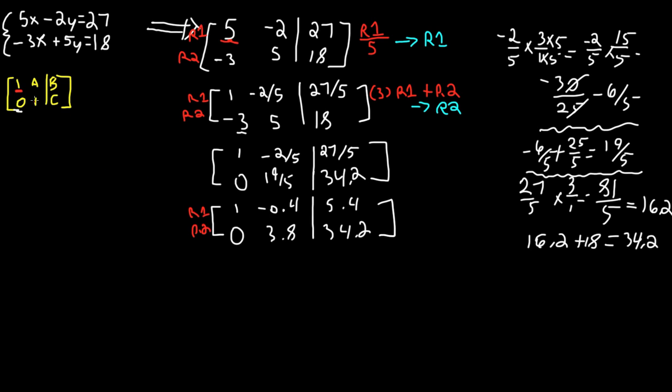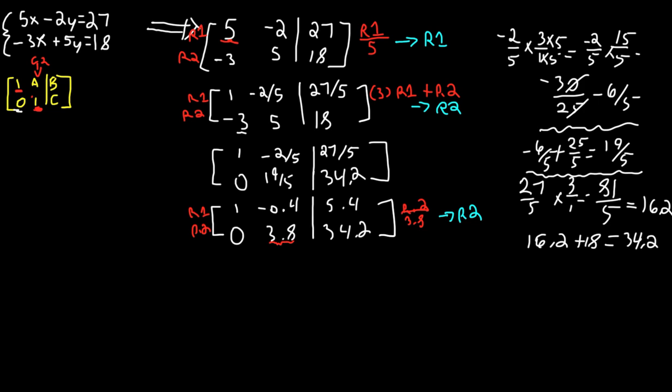Our next goal is to get this 1 over here. This 1 is column 2 and row 2. We want this 3.8 to be a 1. So we can just divide all of row 2 by 3.8. Row 2 divided by 3.8, to change row 2.